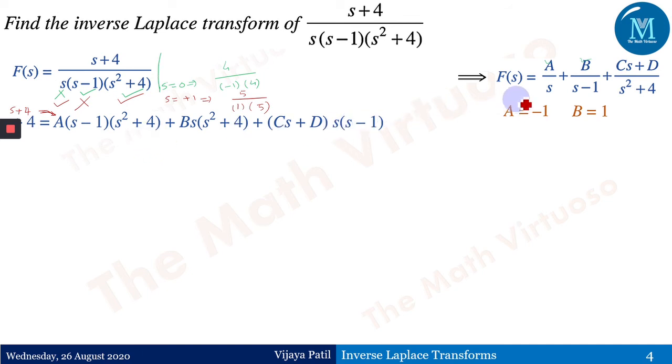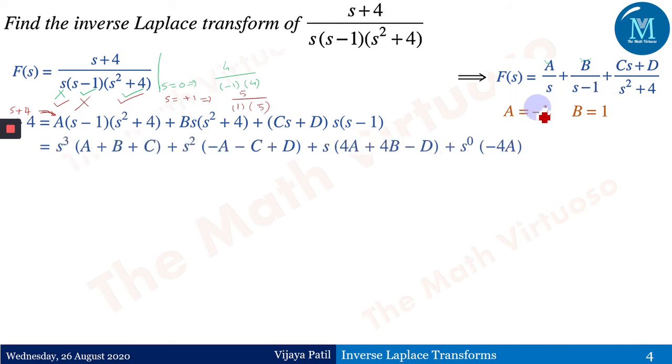Here again it is the same thing. s is there in the denominator with a, so what is not there? s minus 1 and s square plus 4, so I have it in multiplication. It's just taking the LCM and cross multiplying. So b s into s square plus 4, and cs plus d is s into s minus 1. Then again we cross multiplied, opened the brackets, and got the coefficients of s cube, s square, s and s to the power 0, that is a constant.